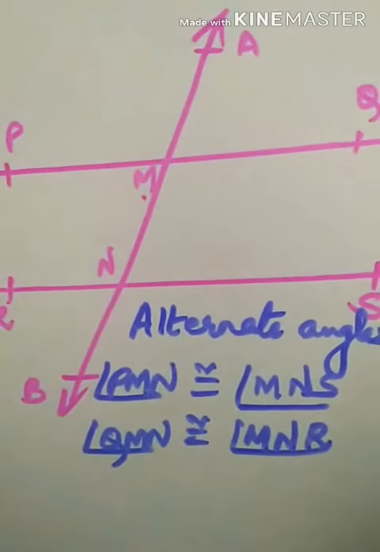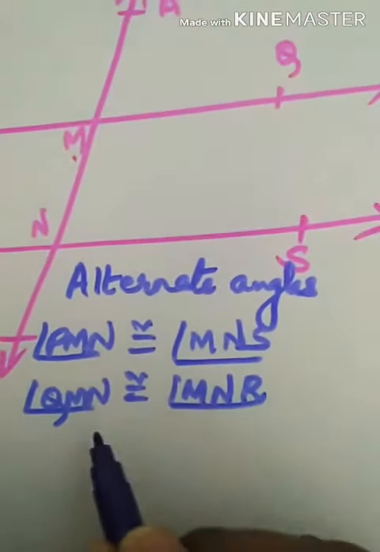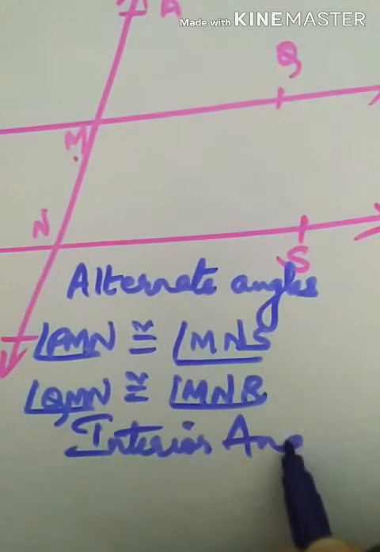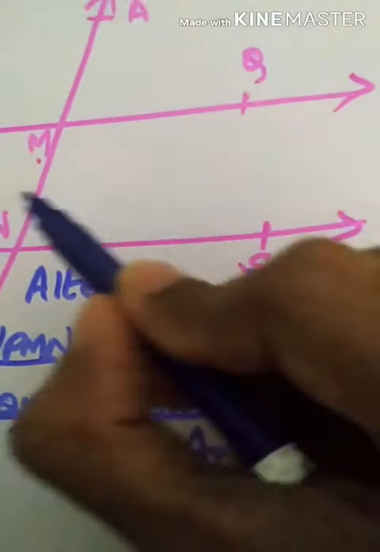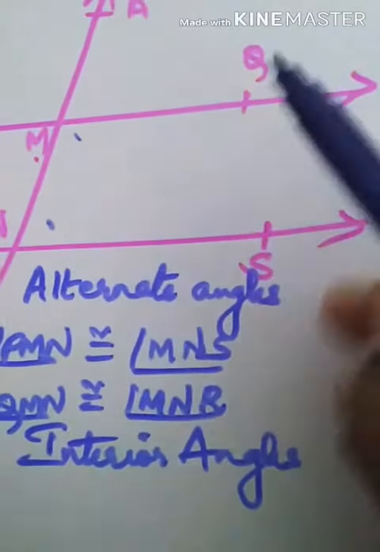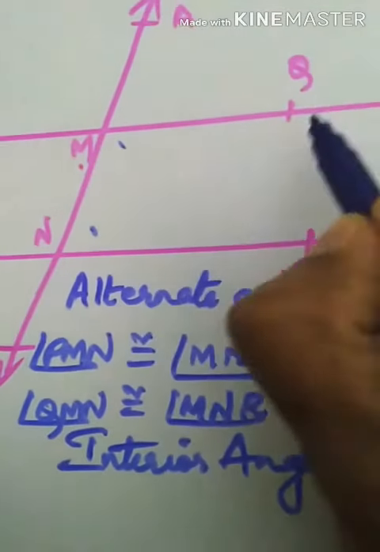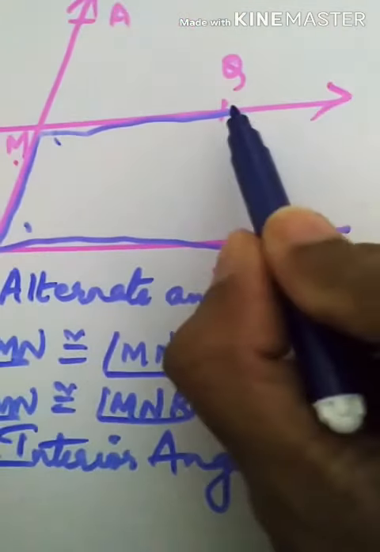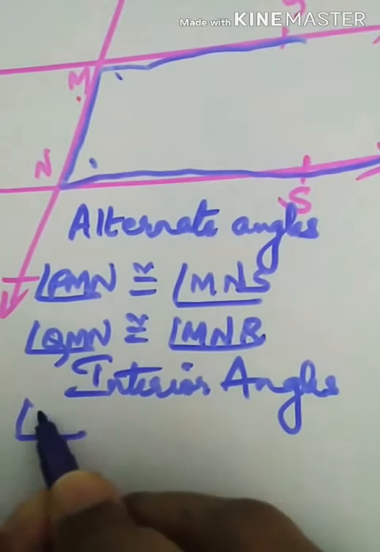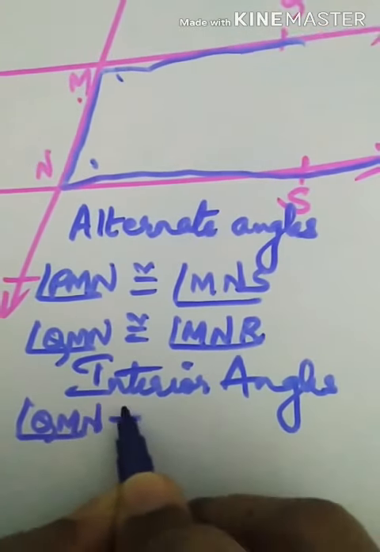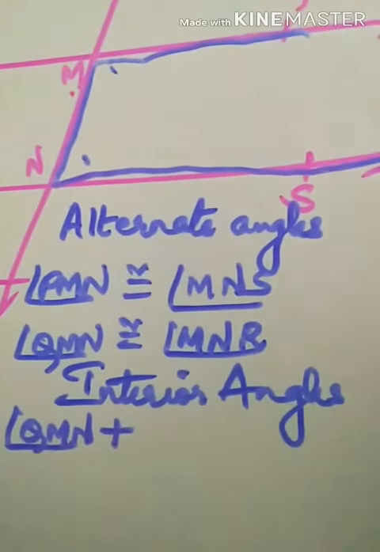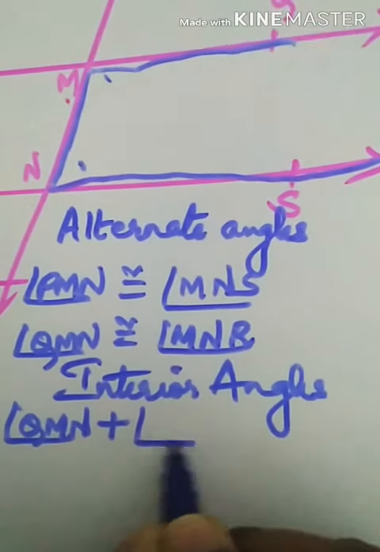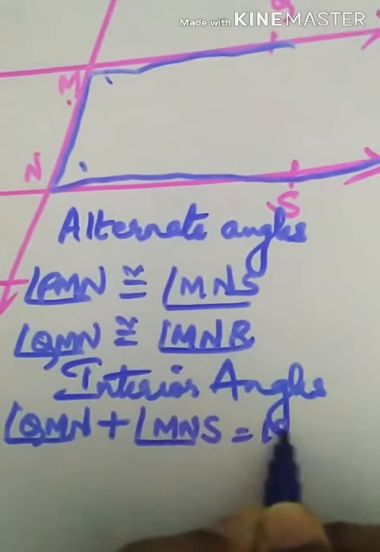Now let us discuss the interior angles. The interior angles are angles which make C shape, no? So which are they? This one and this one. So that is angle QMN. C shape means this way. We got C. So this is angle QMN plus, they are not congruent, remember, they make supplementary, QMN and MNS. When you add these two interior angles, you get 180 degrees.